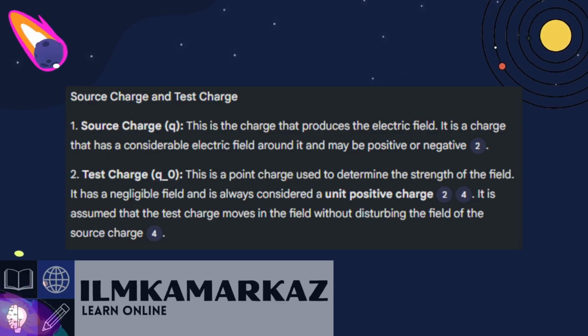Test charge, Q naught. This is a point charge used to determine the strength of the field. It has a negligible field and is always considered a unit positive charge. It is assumed that the test charge moves in the field without disturbing the field of the source charge.